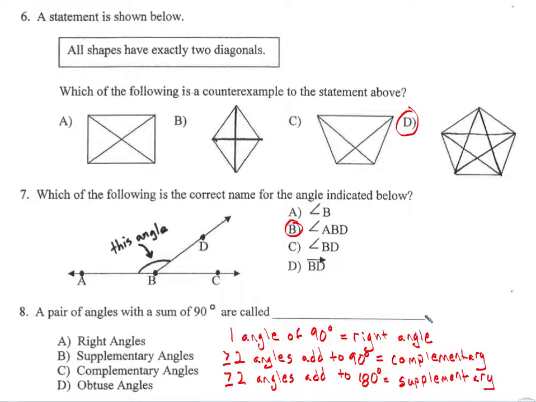And obtuse, does anyone remember the definition of obtuse for us? I'm not going to write it in the notes because we already know it, hopefully. Someone? Obtuse? Greater than what number of degrees? 90. Greater than 90, thank you.